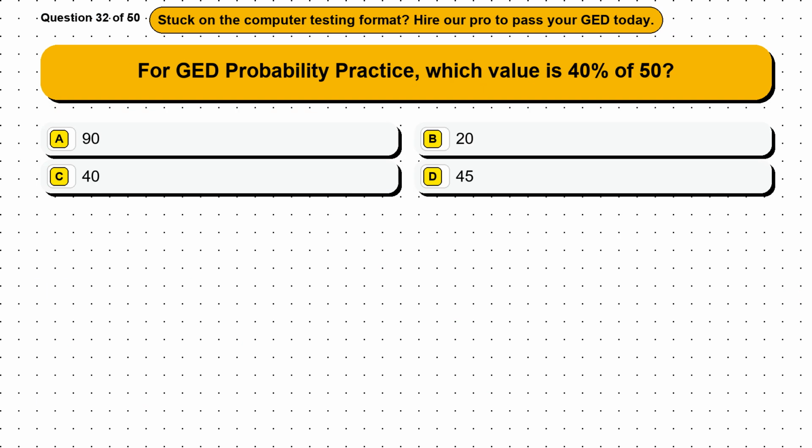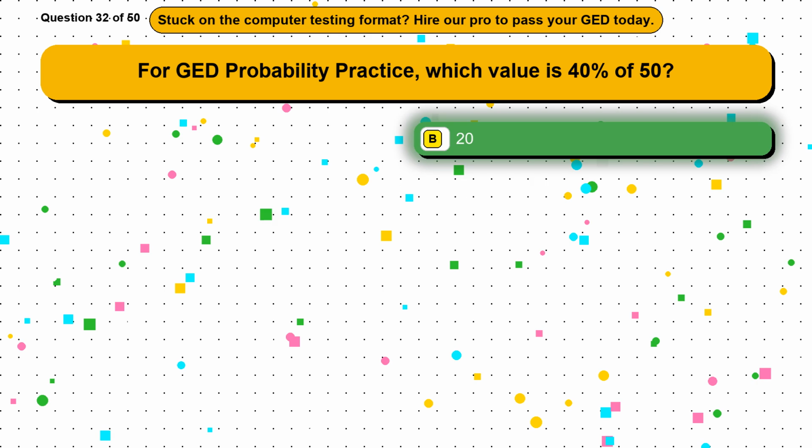Question 32. For GED probability practice, which value is 40% of 50? Option A 90. Option B 20. Option C 40. Option D 45. The correct answer is option B, 20.